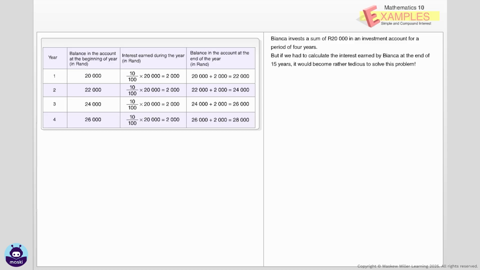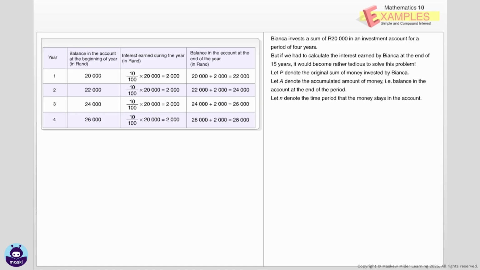Let us derive a formula by analyzing the pattern of calculation of interest. Let P denote the original sum of money invested by Bianca. Let A denote the accumulated amount of money, that is, the balance in the account at the end of the period. Let N denote the time period that the money stays in the account. Let the rate of interest be denoted by R% and the amount of interest be denoted by I.